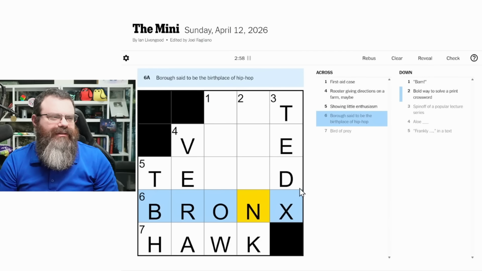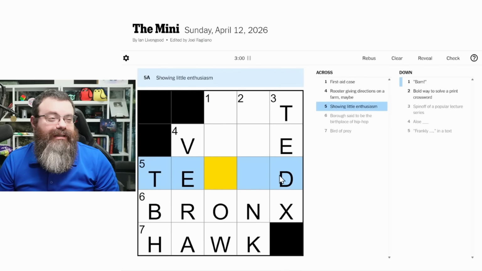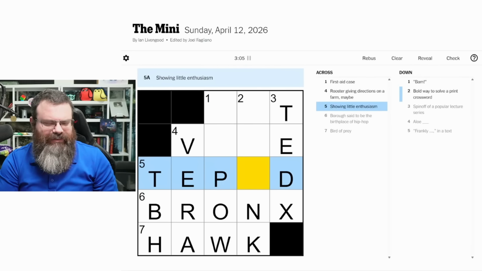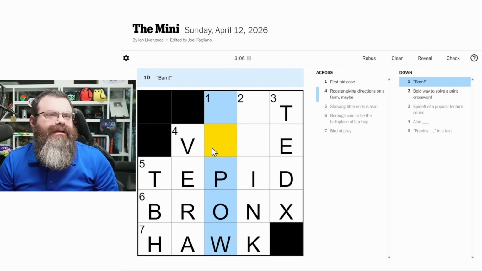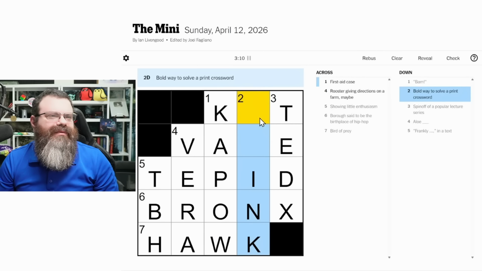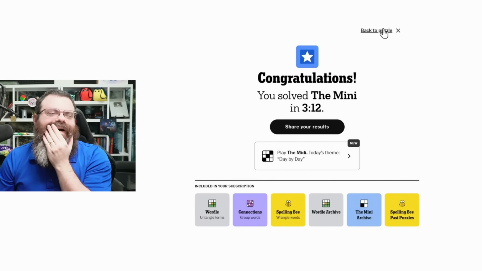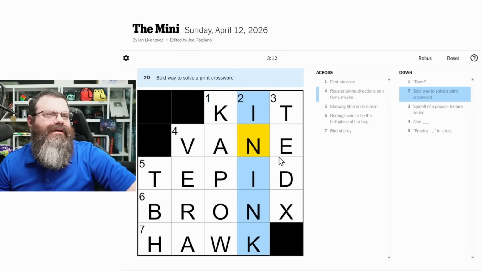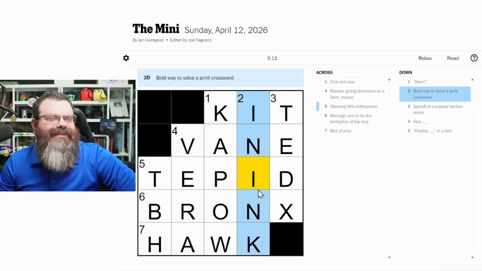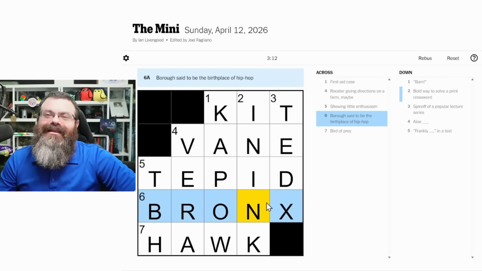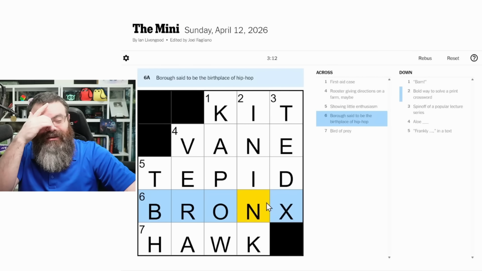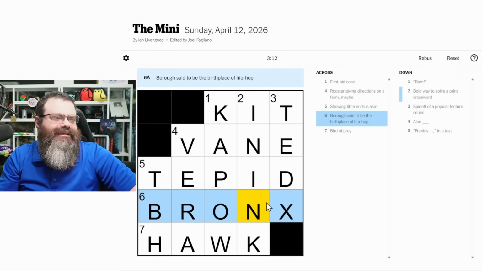Oh, the Bronx. Okay. Doesn't need an X. Showing little enthusiasm. Tepid? Bam. Maybe it's kapow. What is this? Bold way to solve. Oh, in ink. Okay, that pen threw me off for so long. I had the right concept. It just was in ink instead of in pen. And I couldn't think of the Bronx. That's exactly what I was trying to think of. I just couldn't for some reason.